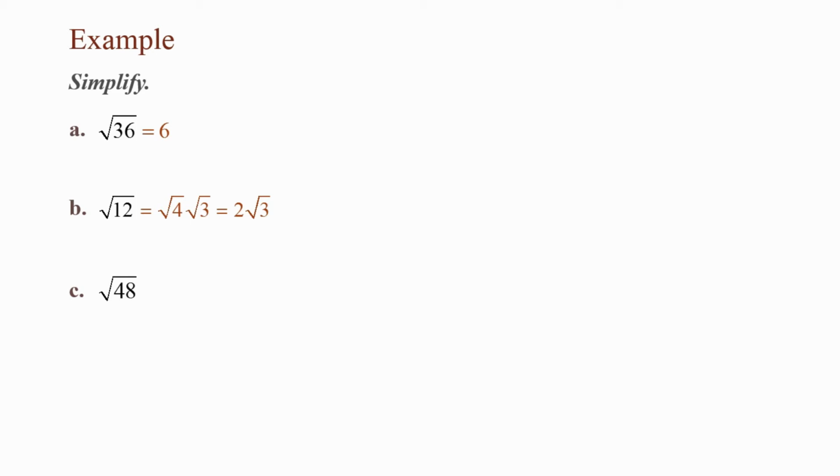Another way this problem can be worked is to try to find your largest perfect square. For this problem, that's going to be 16, and 16 times 3 is 48. The square root of 16 is 4, so I have 4 square root of 3. Either way, you still get to your final answer of 4 square root 3.